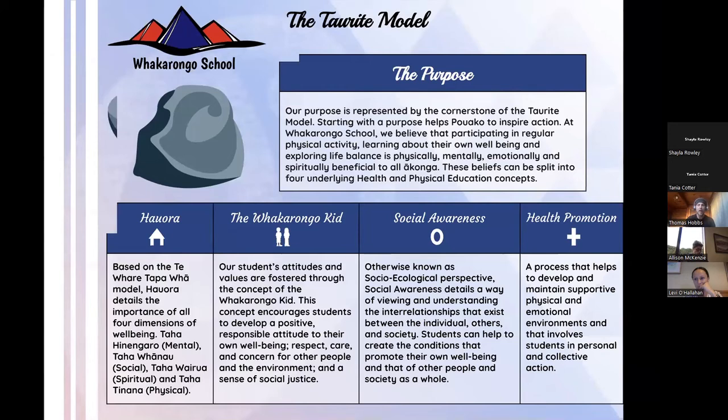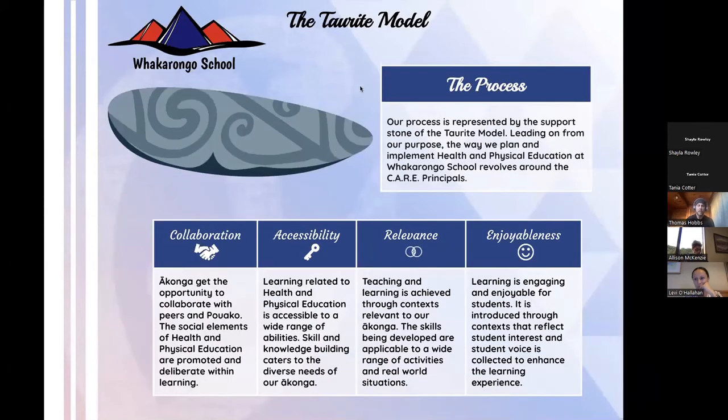Now, our how was a lot more school focused. Our process, our how, was represented by the support stone of the Taurite model. Leading on from our purpose, the way we plan and implement health and PE at Whakarongo School revolves around what we call our CARE principles. When our health and PE is being delivered to our ākonga, we expect it to be collaborative, so that ākonga get the opportunity to collaborate with peers and pākoro. That social element, as we know, is really important to engagement in health and PE.